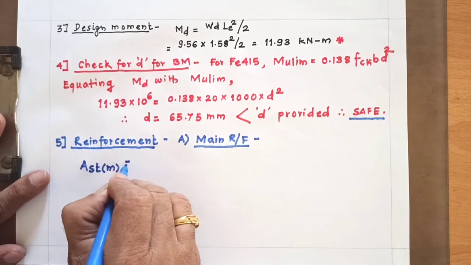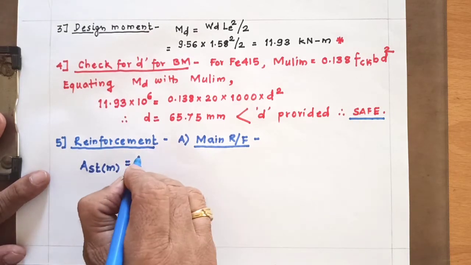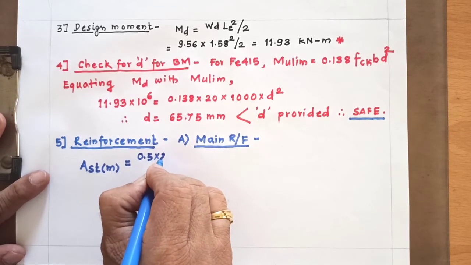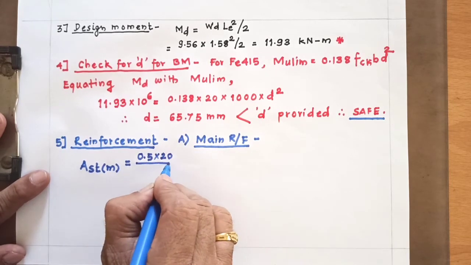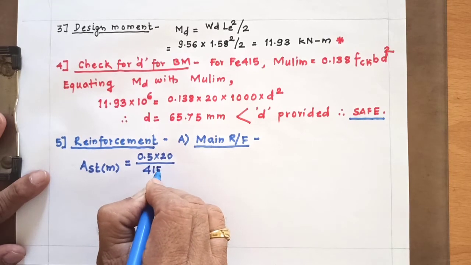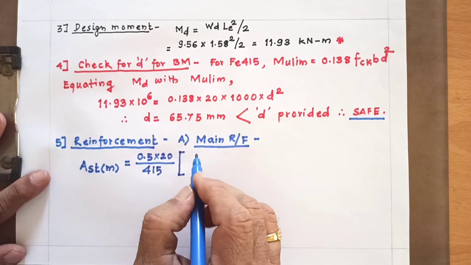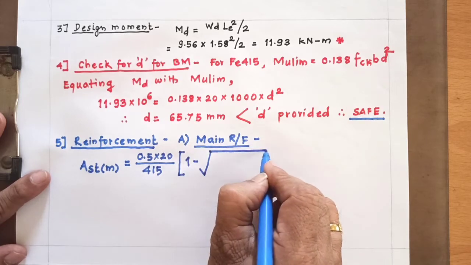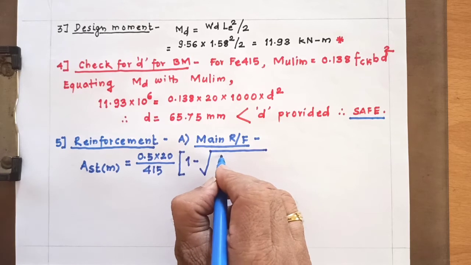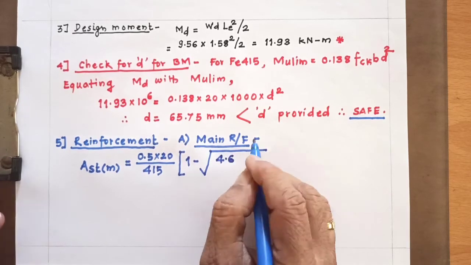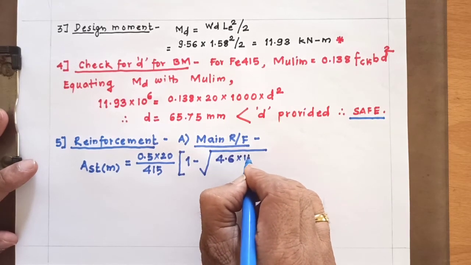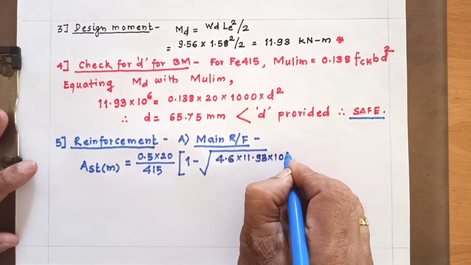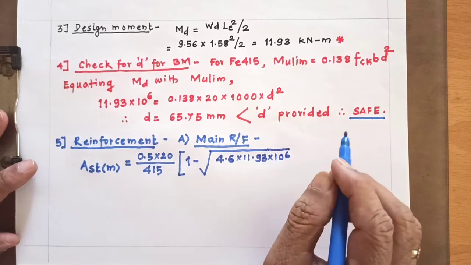So ASTM, that is area of steel reinforcement main, 0.5 into FCK, that is 20, upon Fy, that is 415, into bracket 1 minus under root of 4.6 MD. What is MD? Design moment 11.93. Important to convert it in Newton mm into 10 raised to 6. If you forget to multiply by 10 raised to 6, whole calculations will go wrong.